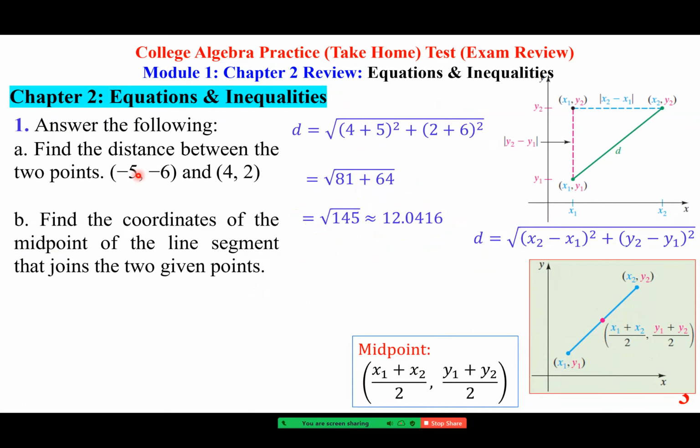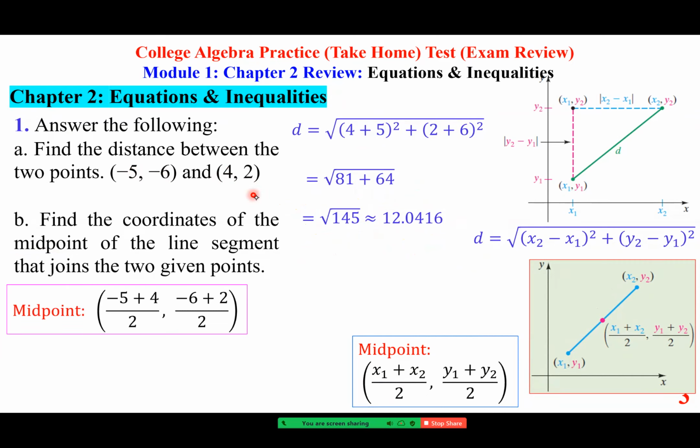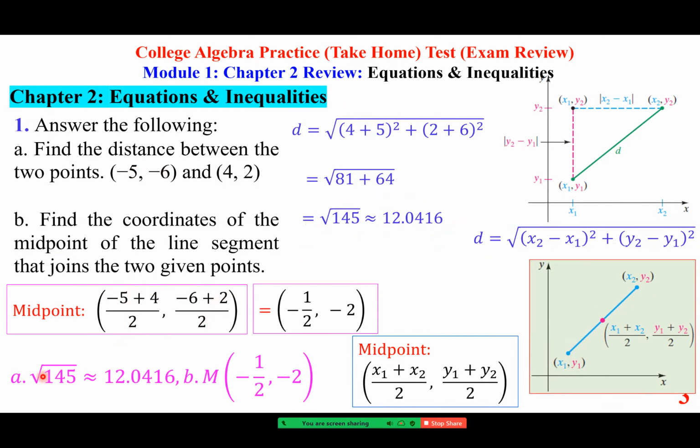and add them up. -5 and 4 divided by 2, -6 and 2 divided by 2. That gives -1/2, and -4 halves, or -2. So in short, for part A, the precise answer and the approximation. For part B, the midpoint.